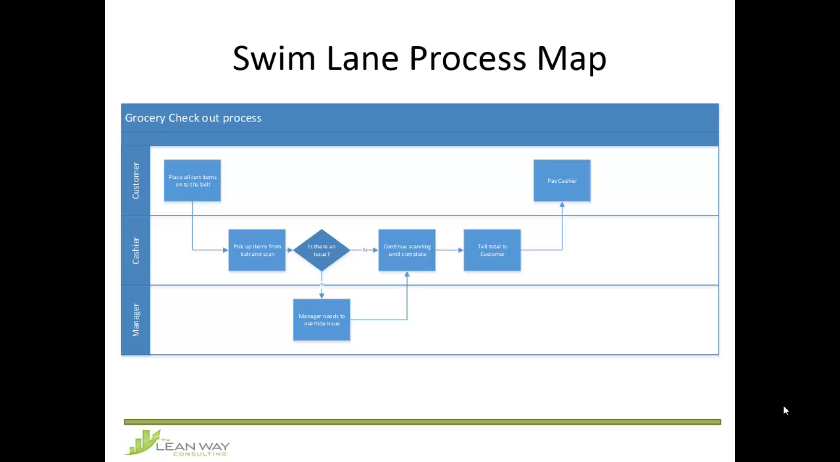A process map is basically taking what's going on in reality and trying to model it in a way that we can look at it and improve it quickly and easily, and help us to see it a little differently. The one we're going to talk about today is a swim lane process map. Here's an example of a grocery checkout process, and we're going to dissect all the parts to it.